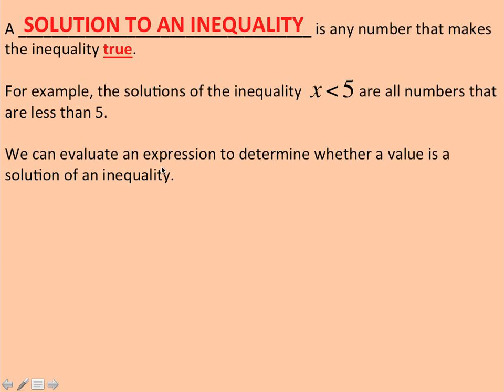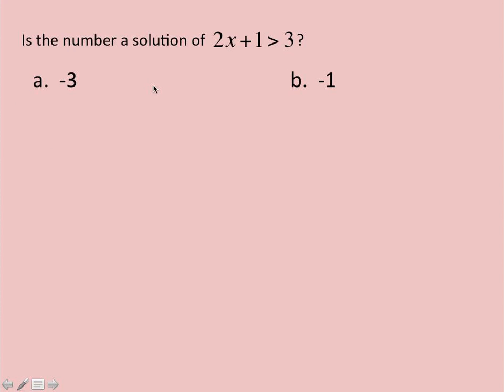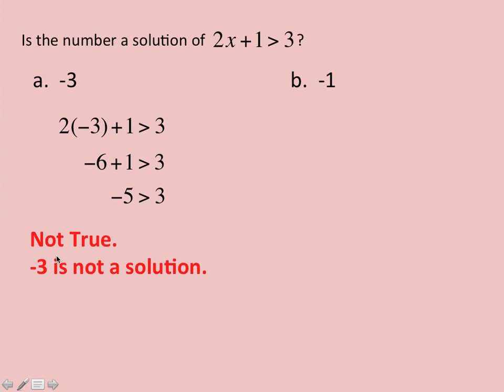We can evaluate an expression to determine whether a value is a solution. So here we go. Is it a solution? They gave me 2 choices. I have to test each one. So I just plug in -3 for x, and I see if it works. Well, if you plug in -3, 2 times -3 plus 1, is that greater than 3? Well, 2 times -3 is -6. Plus 1, that's -5. Is that greater than 3? Is this true? No, that's false. -5 isn't greater than 3. That's a false statement. So -3 is not a solution.